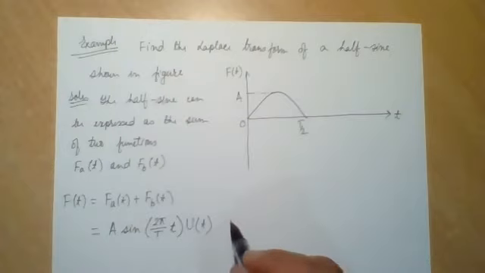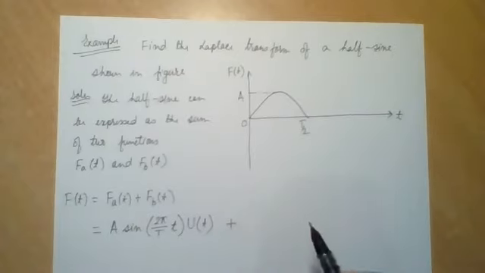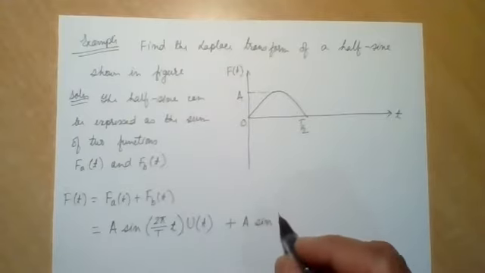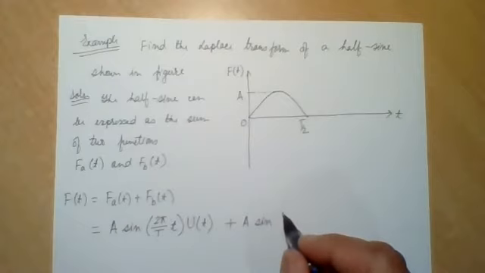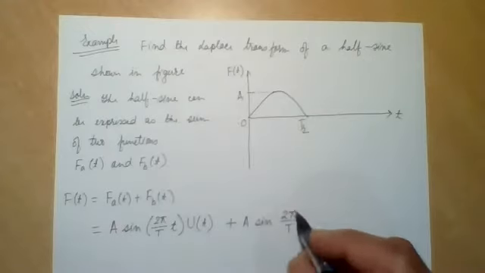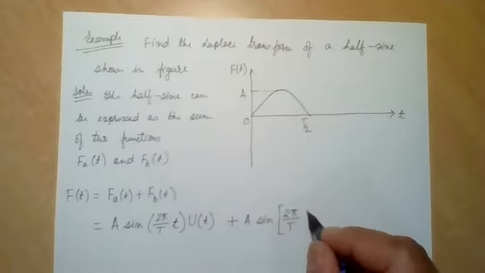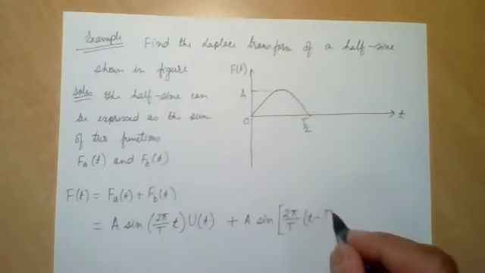Plus another A sine, here we have twice pi by T times t minus T by 2, capital T by 2.